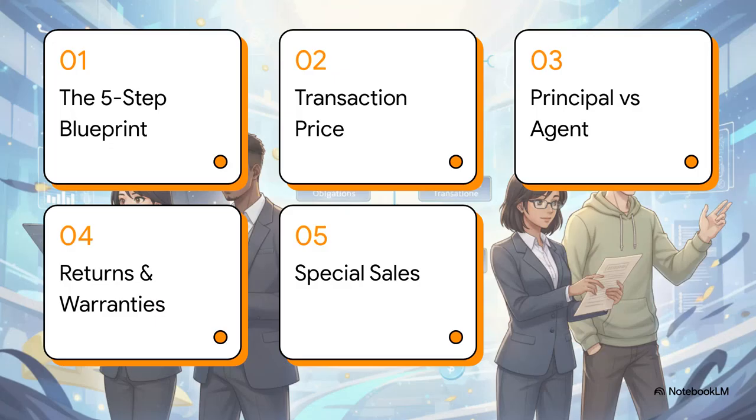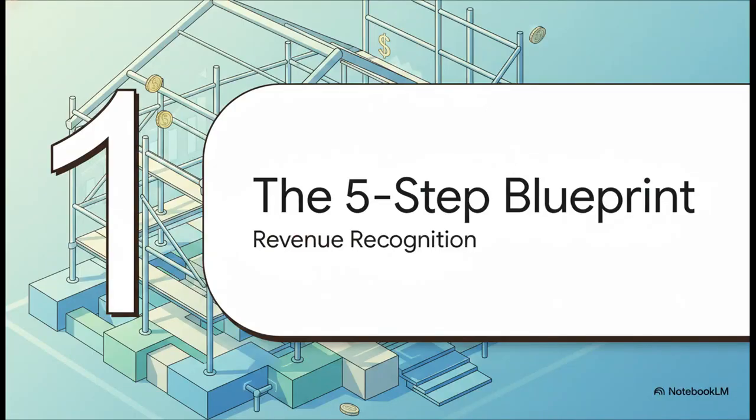Now, because this standard is an absolute beast, we're going to break it down logically into 5 parts. We'll hit the 5-step revenue blueprint, decoding the transaction price, the principal versus agent dilemma, returns and warranty rules, and finally, special sales and storage. All right, Section 1, the 5-step revenue blueprint.